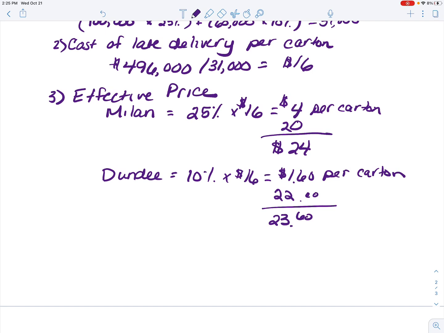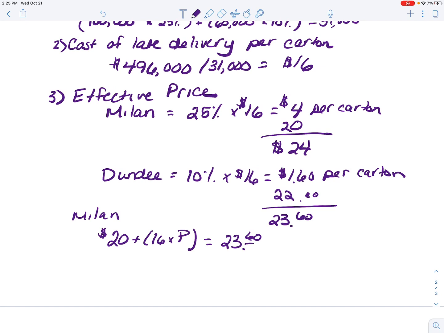To figure that out, we know that Milan is $20. So we want to know, how can Milan and Dundee be equal? We know that our price that we're adding on is $16 times the percentage of late deliveries. And we want it to equal Dundee.